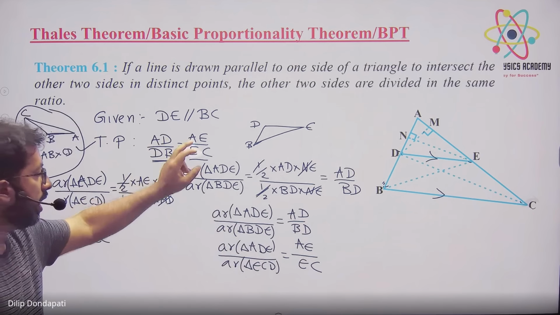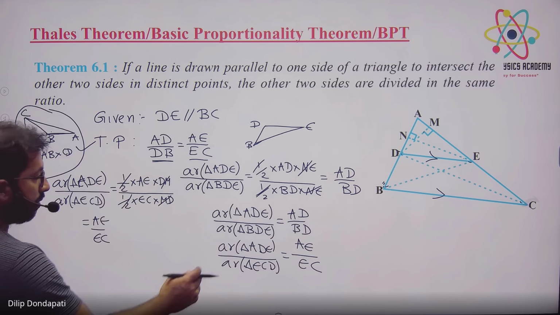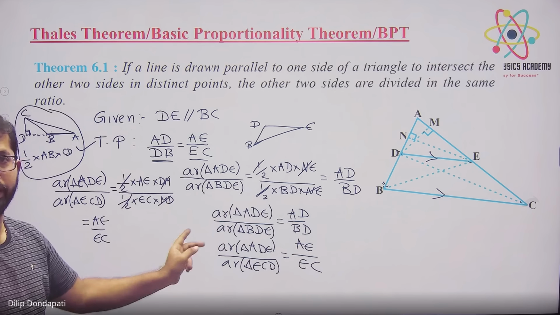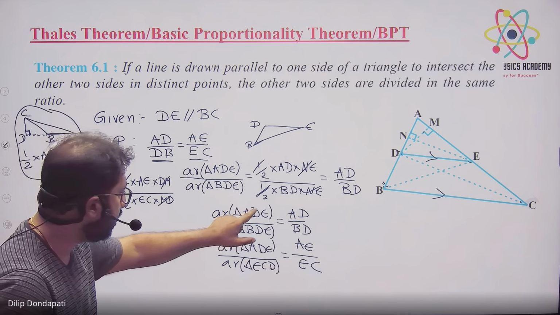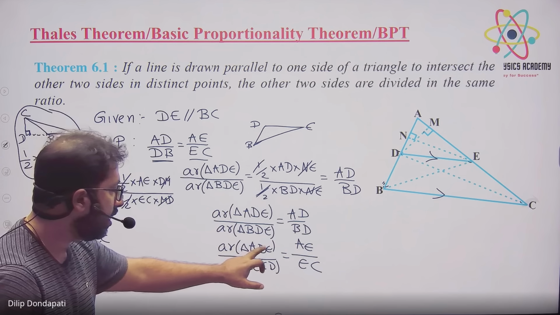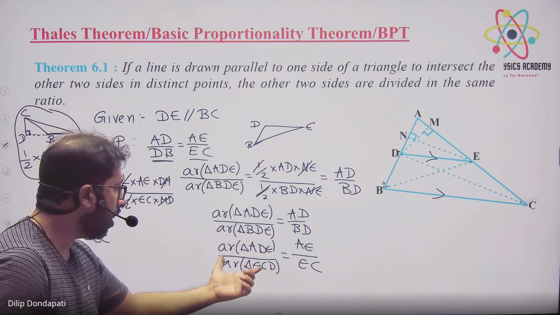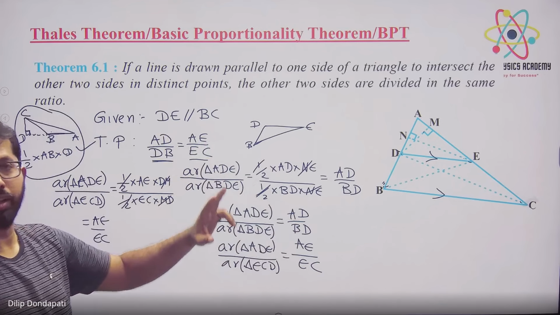But these two should be equal. If the left hand sides are equal, then the right hand sides will be equal, right? If you see, numerator mein area of ADE is here, numerator mein area of ADE is here. Matlab, the numerators both are same. If you can prove these two are equal, then left hand side will be equal, therefore right hand side will be equal, then proof done.